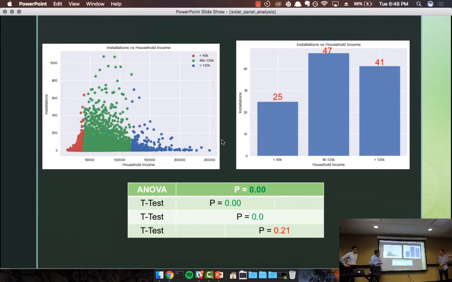You can see the mean installations. The middle and the high income groups have more installations than the low income group. That means more income means more installations. The ANOVA test shows a significant difference. The paired t-tests showed the middle and high income groups have mean installations significantly higher than the low income group. But between the middle and the high income groups, the difference is not significant.